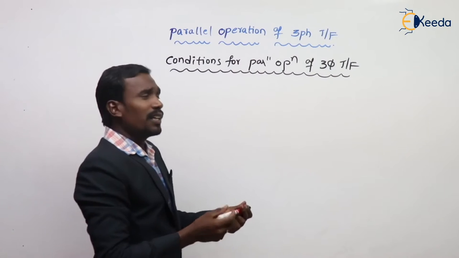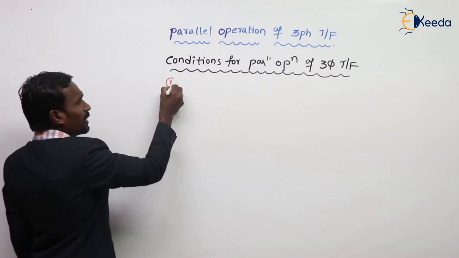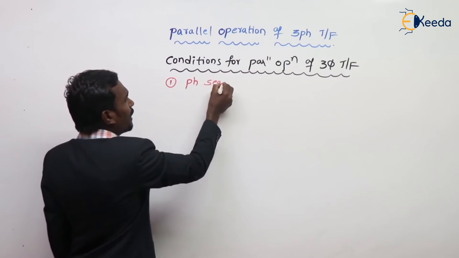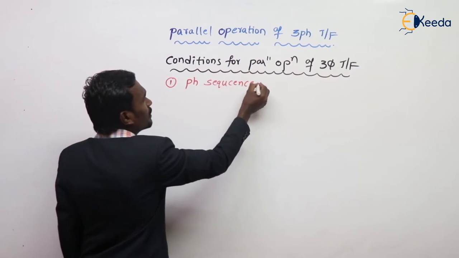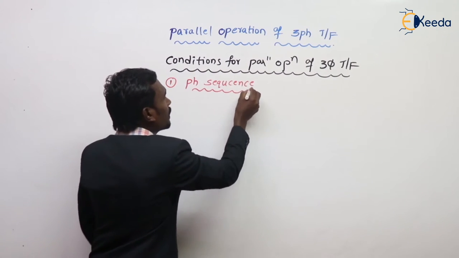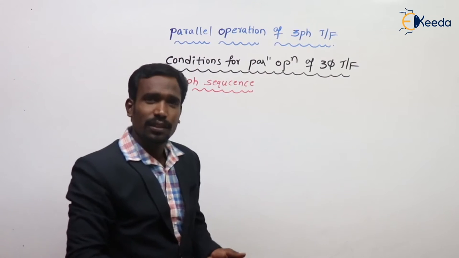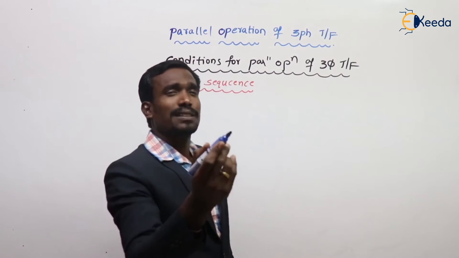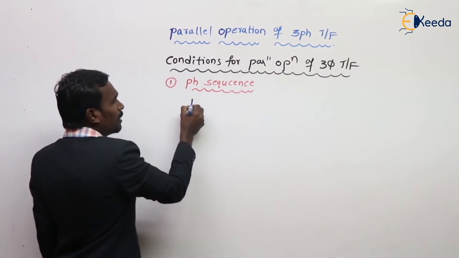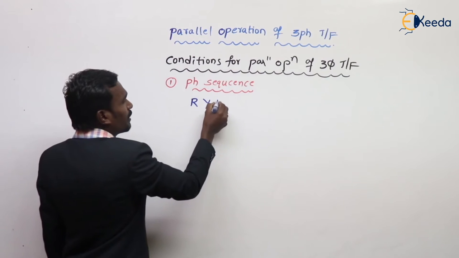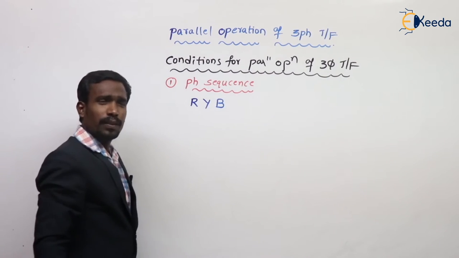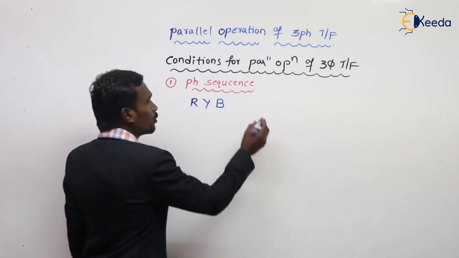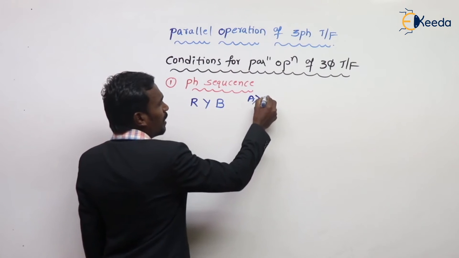Generally, here we have many conditions. In that, first one, the phase sequence should be the same. Then only we can do the parallel operation. Otherwise, it is not possible. Phase sequence should be the same. For example, if the first transformer phase sequence is RYB, then what is the next transformer's phase sequence? They will give you options like this. Option A, RYB.